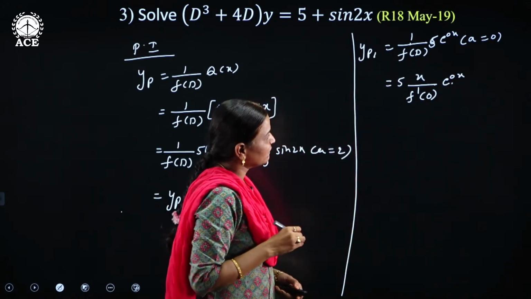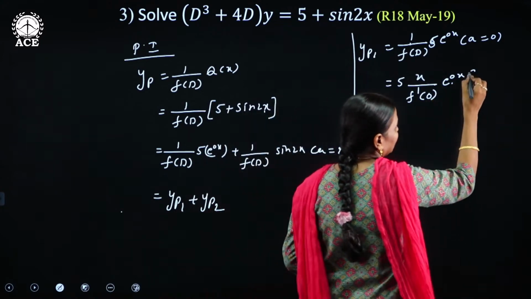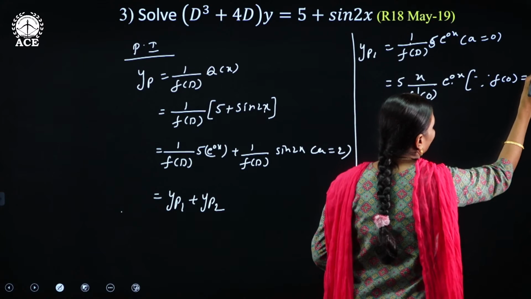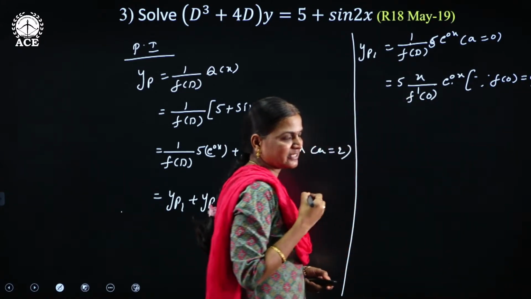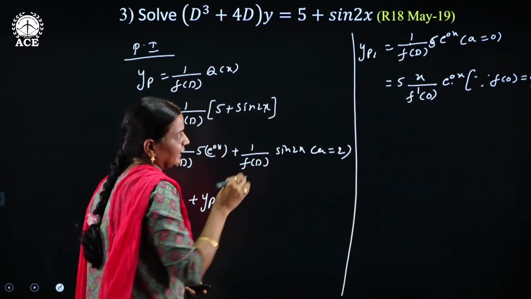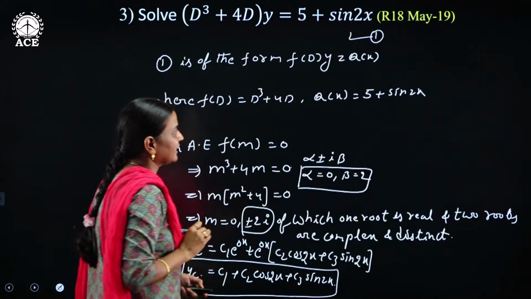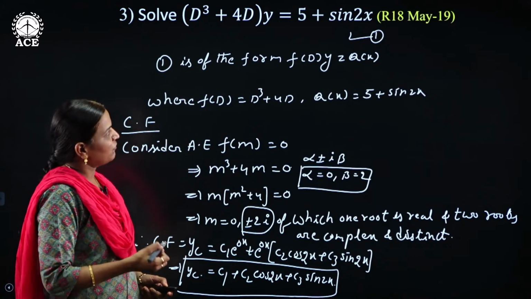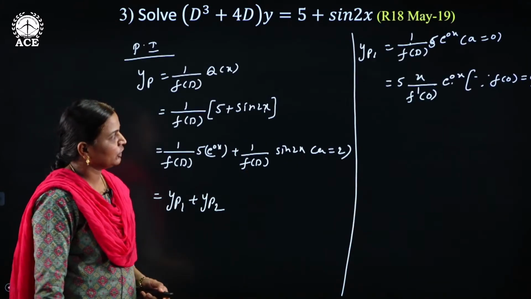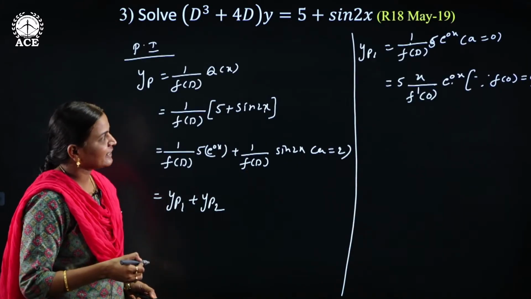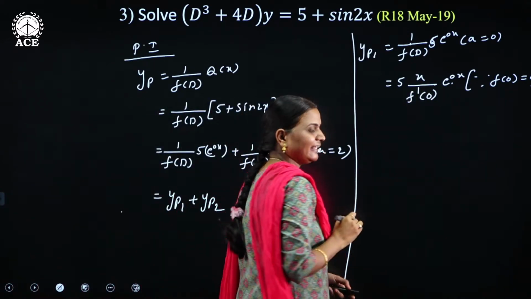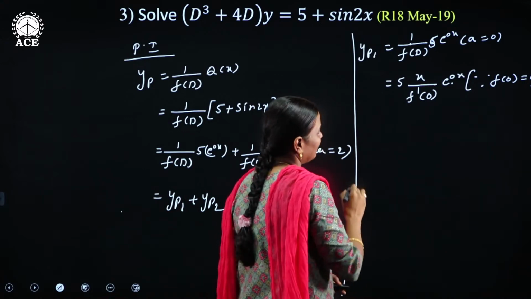Why am I writing this formula? Here, what is the condition? The condition is, since f of 0 equal to 0, without substituting, how to say that condition? Observe clearly. Here a equal to 0, that is equal to one of the roots. So therefore the functional value f of 0 is equal to 0. When the denominator is equal to 0, go for the first step. What is the first step? x by f dash of 0 into e power 0x.